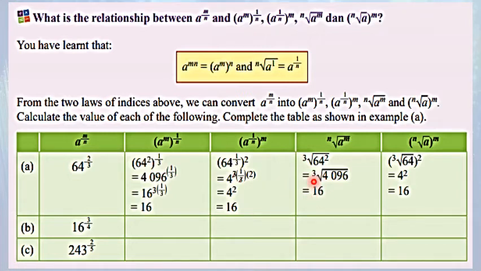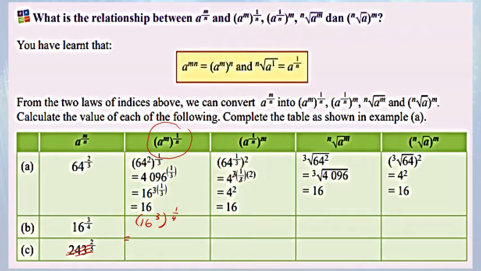Alright, let's do B. I change to pen first. We do it in this form first: a power m, so here 16 to the power of 3, according to the question, and bracket 1 over n means 1 over 4, so 1 over 4 here. C you can try on your own. We don't have enough space here.